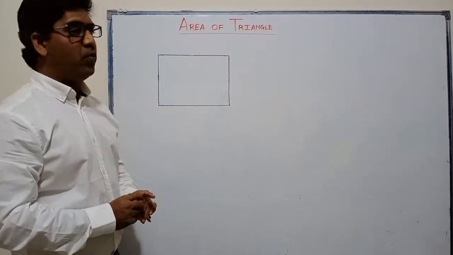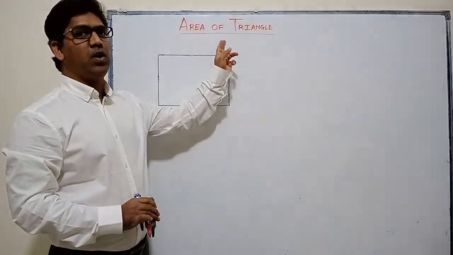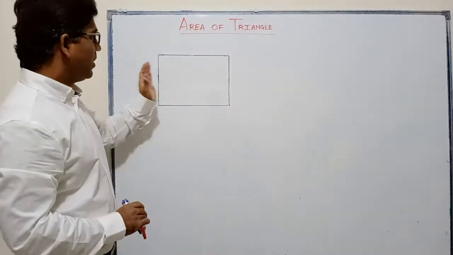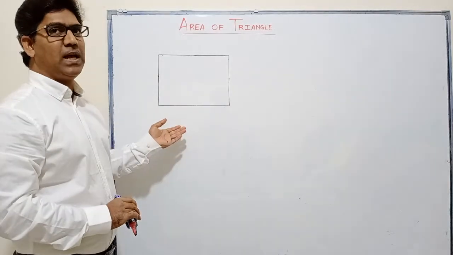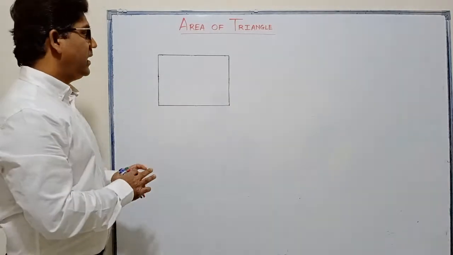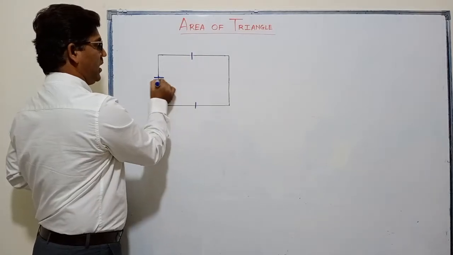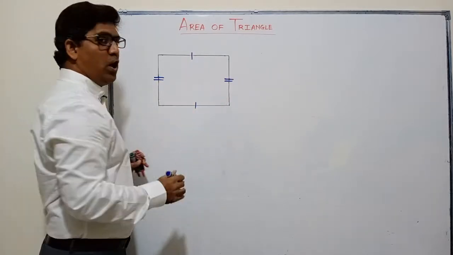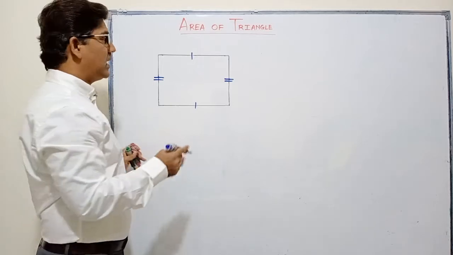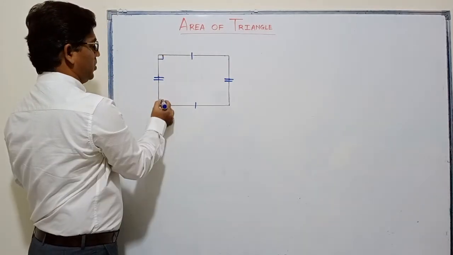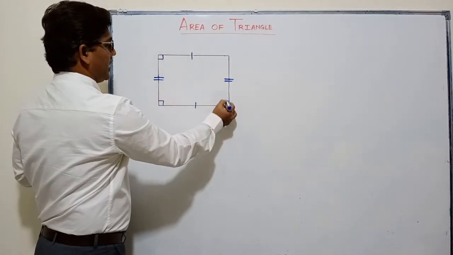In today's session, we'll learn how to find the area of a triangle. Now, the diagram that is given here is known as a rectangle. In a rectangle, the opposite sides are equal and the measure of each angle is 90 degrees. So, each angle is a right angle.